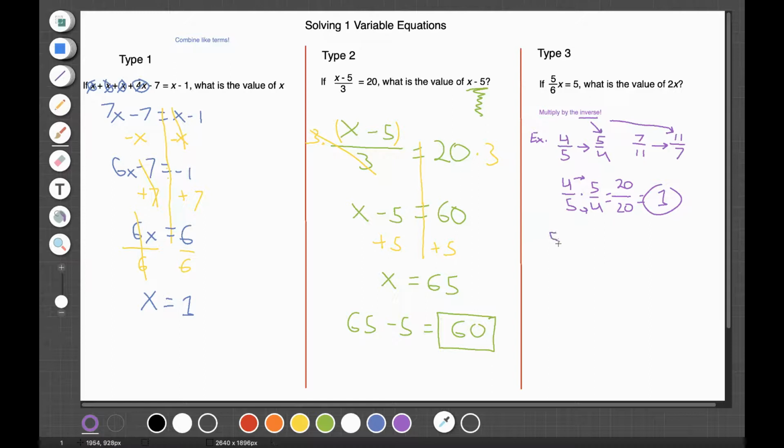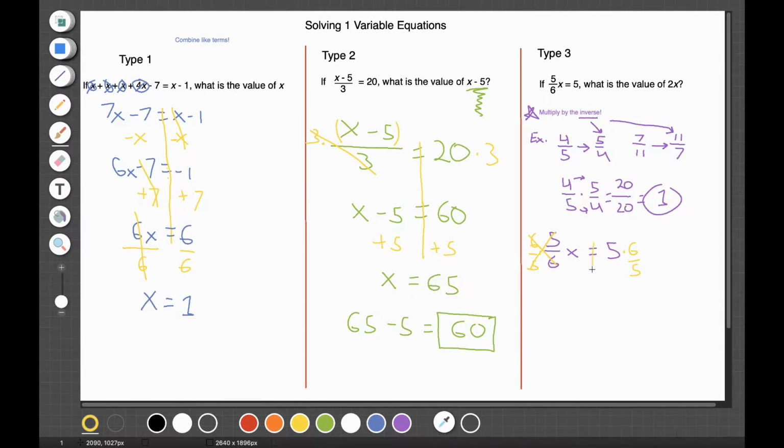So if we have this problem, 5 over 6x equals 5, we are going to multiply by the inverse. Well, what's the inverse of this? The inverse would be 6 over 5. So you're going to multiply both sides by 6 over 5. Okay, let's see how this plays out. You could go through this whole process: 5 times 6 is 30, 6 times 5 is 30, 30 over 30 is 1. But you just need to know that the 5's cancel out and the x cancels out. It just cancels itself out. That's why we did that.